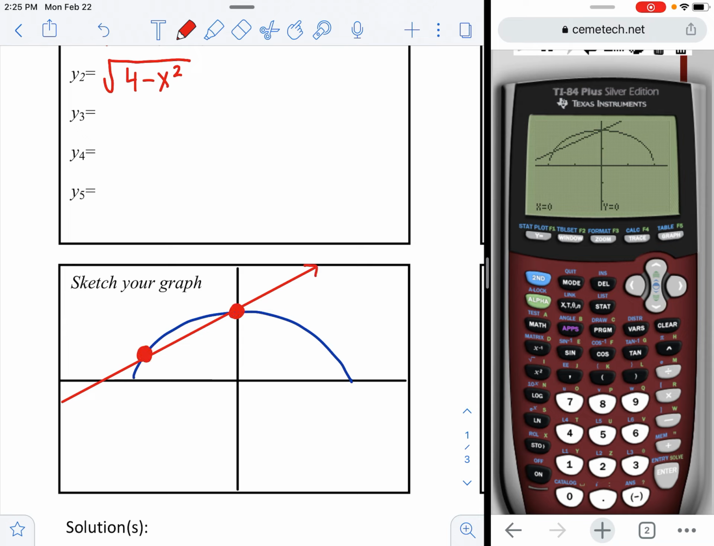Okay, it's pretty good for a sketch, right? It's not the worst I've seen. Look at how I fixed it. Okay, so I want to find those 2 points. Those are my solutions, okay?